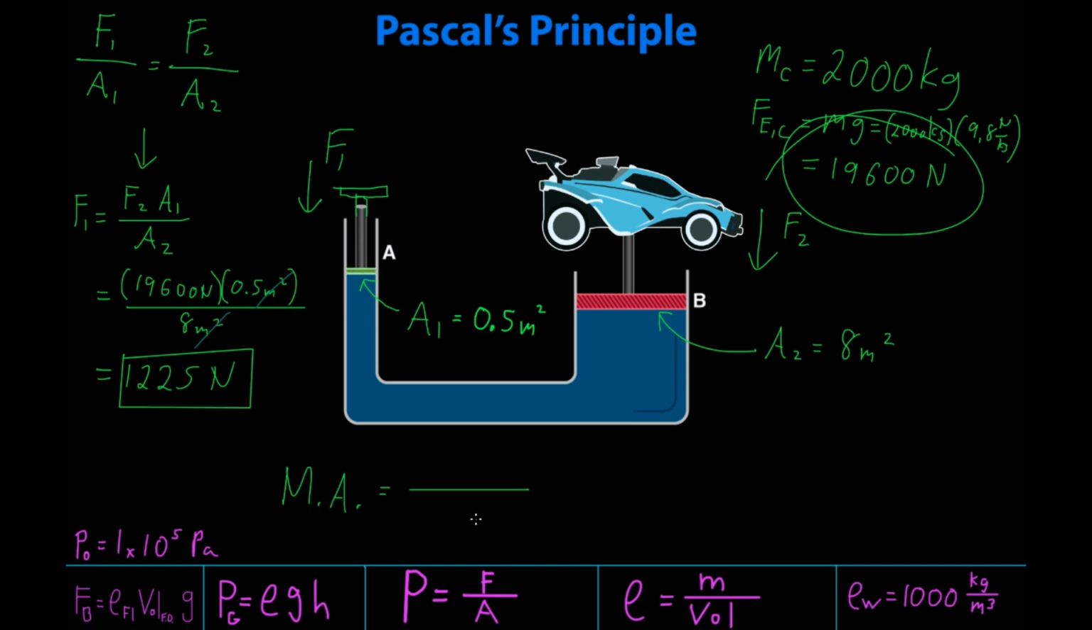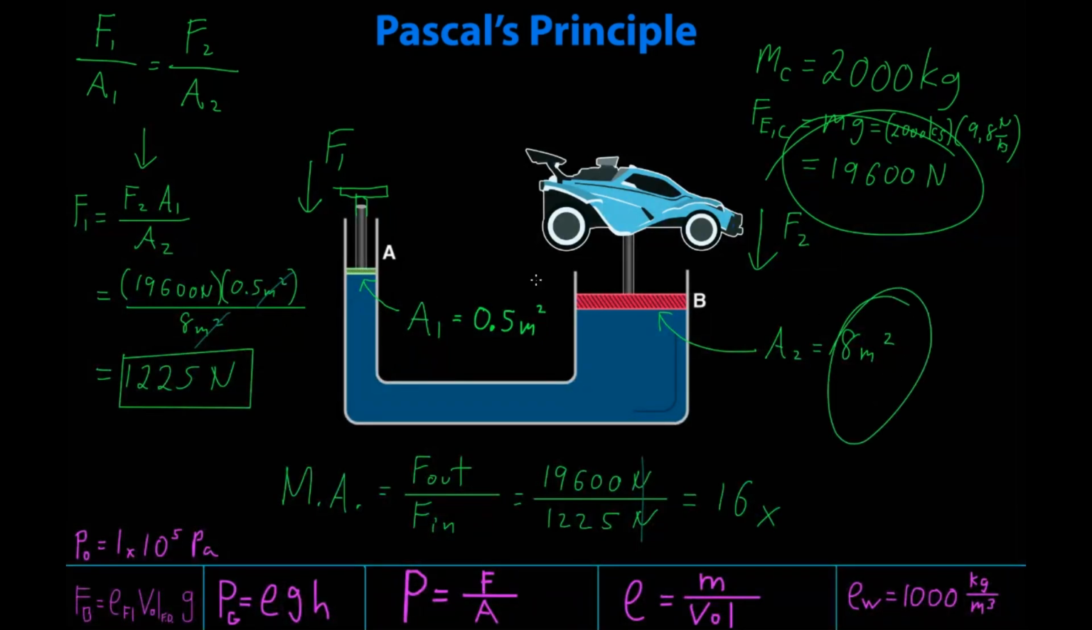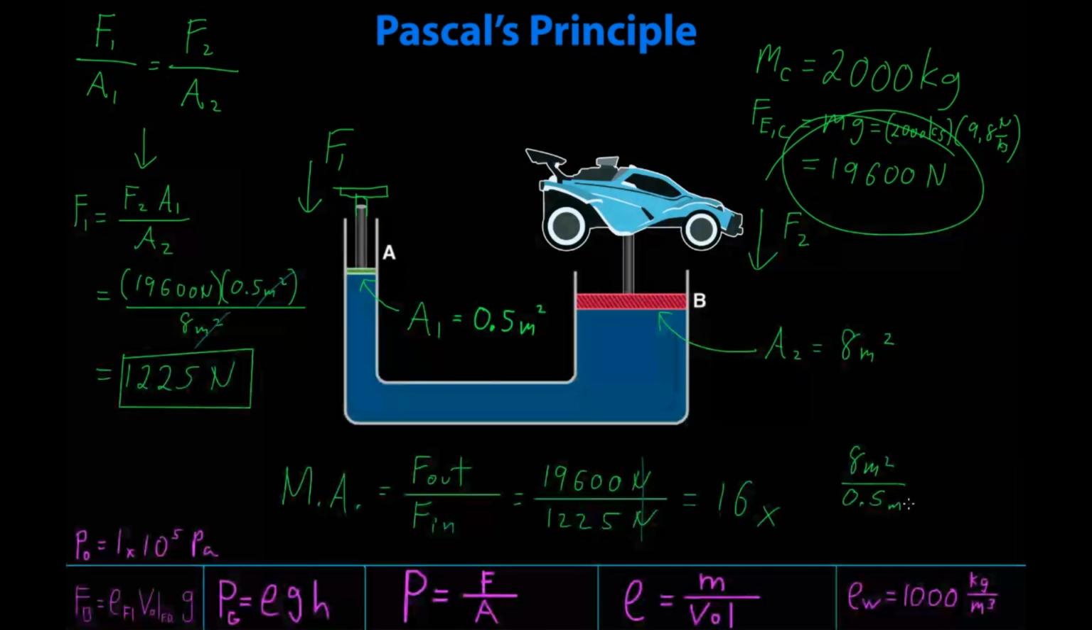So if we took a look at the mechanical advantage of this tool, it'd be force out over the force you put in. 19600 newtons over 1225 newtons, which would be a 16 times force advantage. So a little side note. Notice this also matches the division of the areas. 8 meters squared over 0.5 meters squared also gives me 16 times.